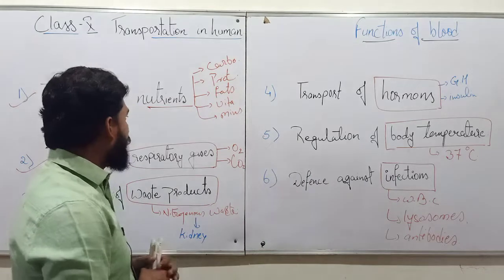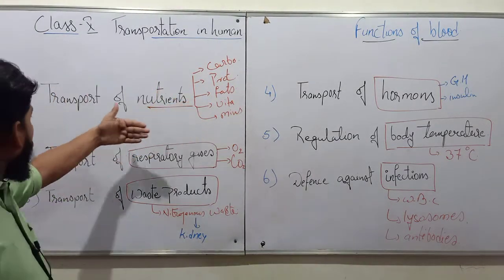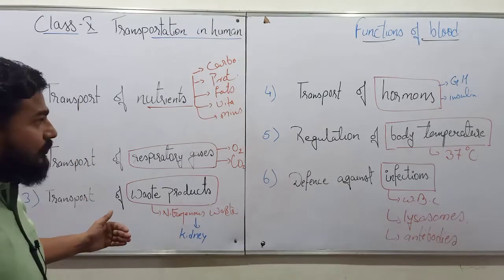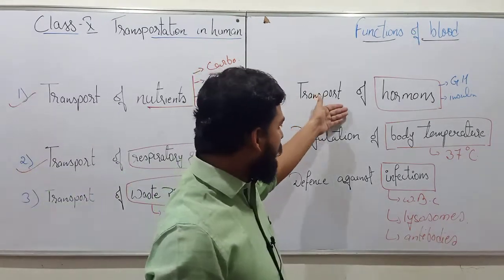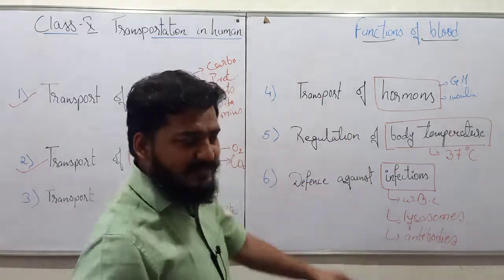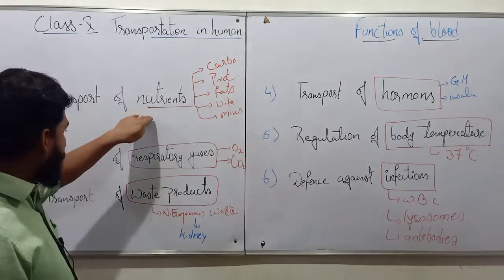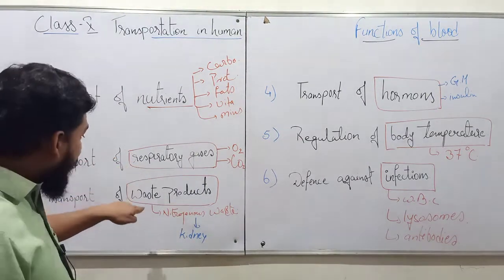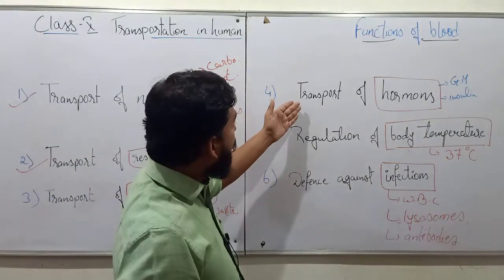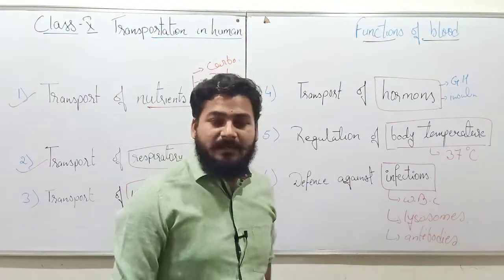So what are the functions of blood? It's transport of nutrients, transport of regulatory gases, transport of waste, transport of hormones, regulation of body temperature, and defense against infection. So in this, we see the blood has an important role in the digestive system, respiratory system, excretory system, hormonal system, and defense, and obviously body temperature.